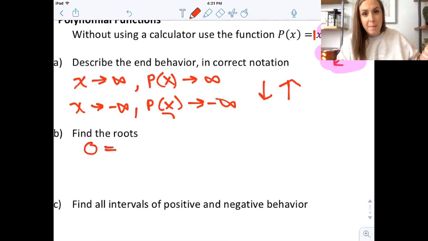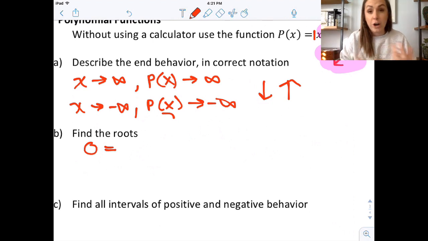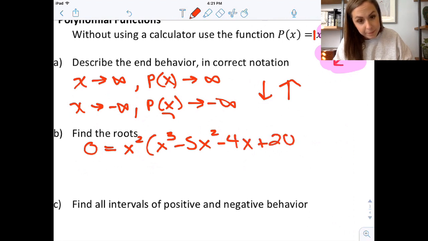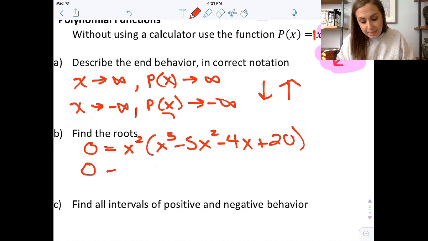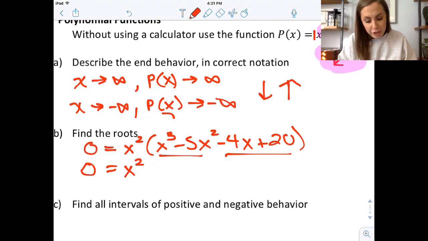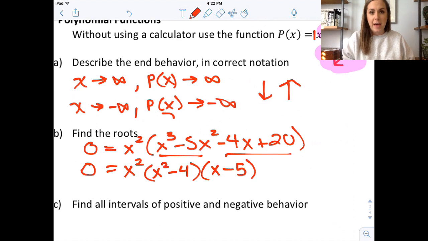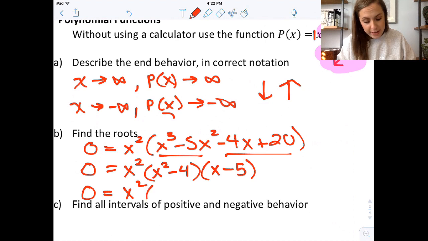I'm actually going to start factoring. I'm not going to recopy the whole thing. So first thing I see is that there's a greatest common factor. So I'm taking out an x squared, x cubed minus 5x squared minus 4x plus 20, right? And from there I can keep factoring. So I've got x squared. This is factoring by grouping. So taking out my GCF of the first two, that's x squared. Second two, that's negative 4. And in each case, that leaves me with x minus 5. I know I just did that a little bit fast. And then last, I can factor that x squared minus 4. So that's going to be x minus 2, x plus 2, and I still have x minus 5.